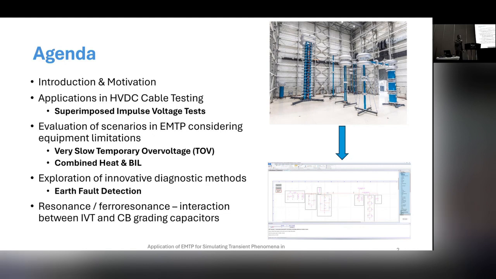testing significantly. And the 2 last examples are, first one is related to earth fault detection, which can be used to locate, let's say, a fault in isolated distribution networks. You inject some low frequency signal in the grid and then you track the current which is injected. And the last one is related to parallel resonance test, which was done in the laboratory, and it is related to the interaction between an inductive voltage transformer and grading capacitors, which are normally installed in parallel across the breaker chambers of the circuit breaker.